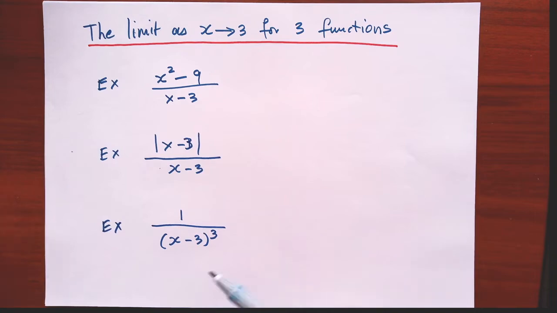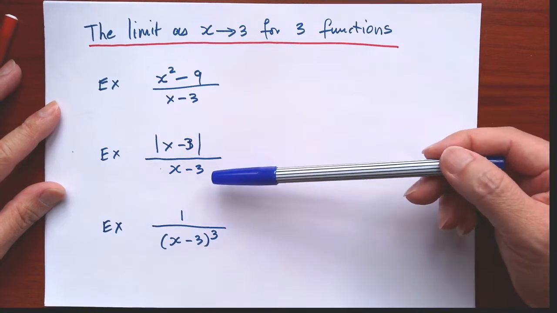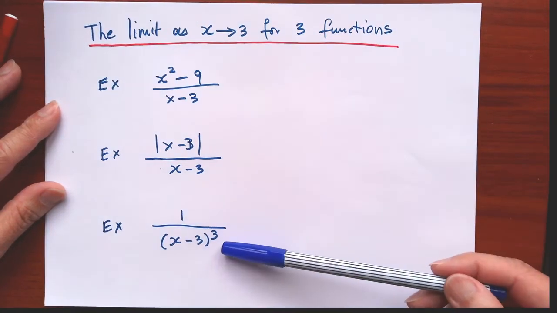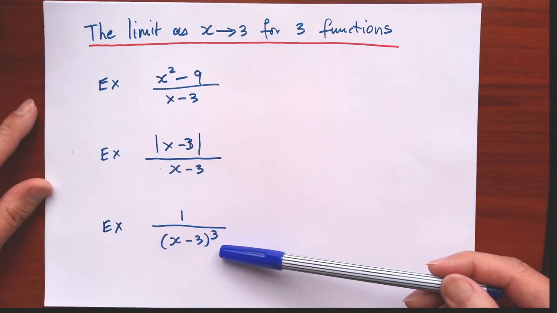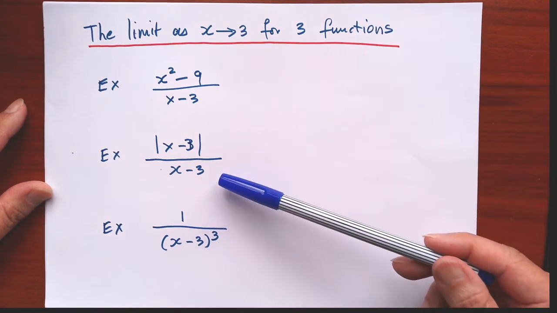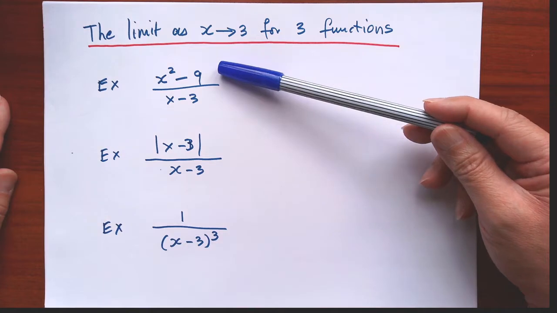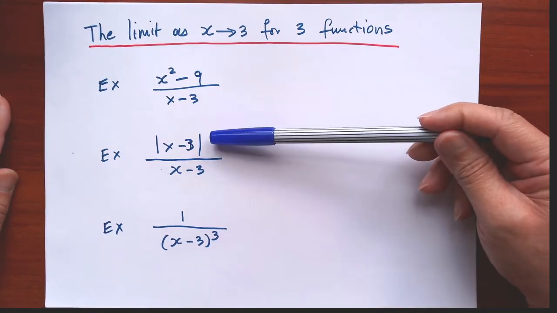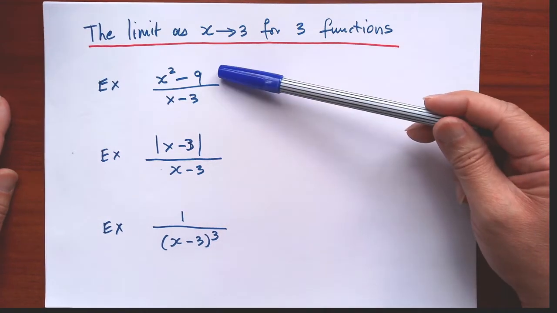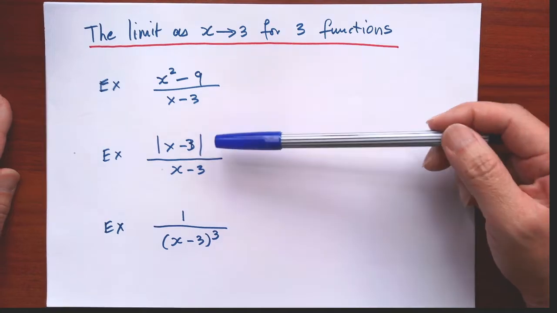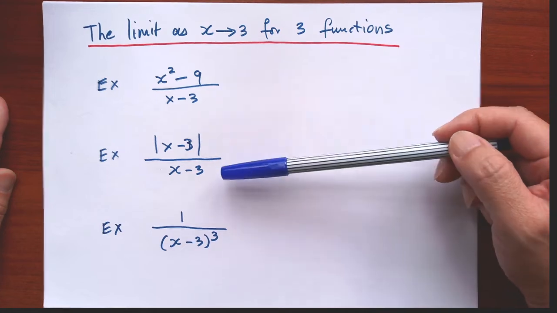You would notice that all three functions have x minus 3 as the denominator. So let's see what happens when we have x minus 3 as the denominator, but the numerator, x squared minus 9, the absolute value of x minus 3, and 1, is different, but the denominator is the same.